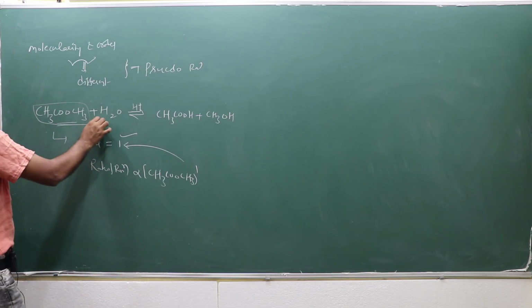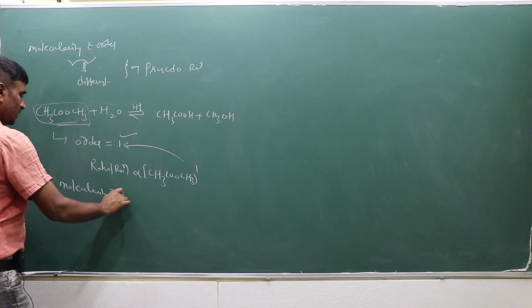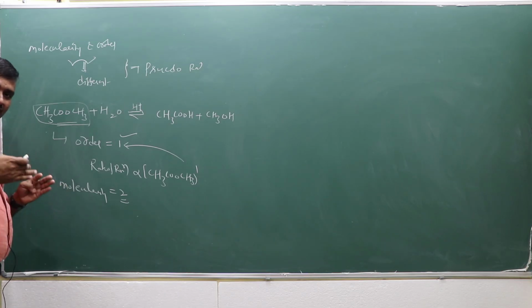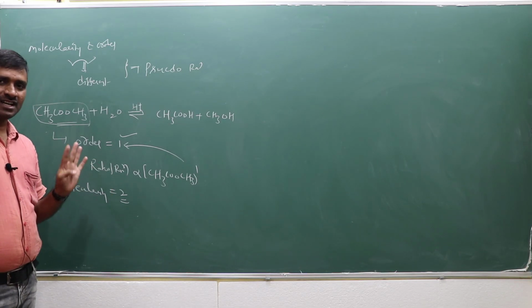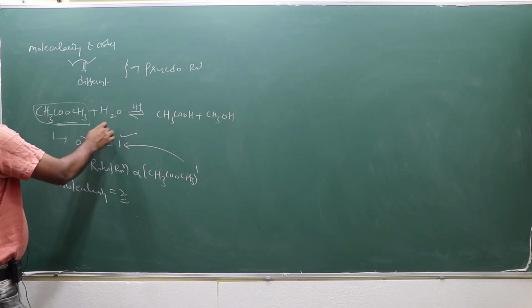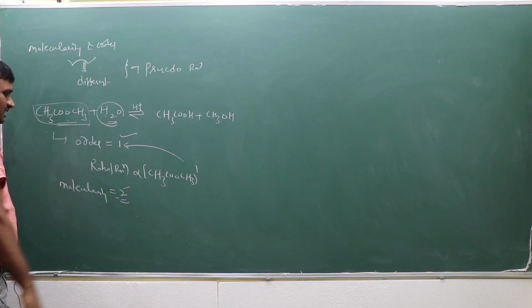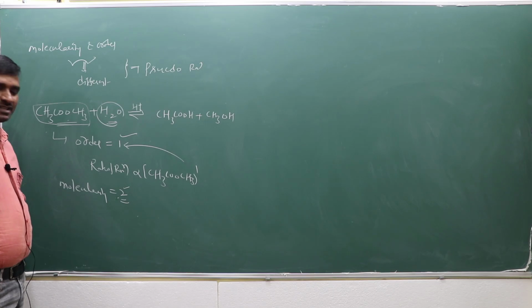But from the molecularity point of view, molecularity is 2. How many molecules are participating? Whether the concentration is changed or whether it alters the rate of reaction or not does not matter. So how many molecules are participating? 2 molecules are participating. Based on that, the molecularity is 2. So molecularity is 2 and order is 1. They may be different.